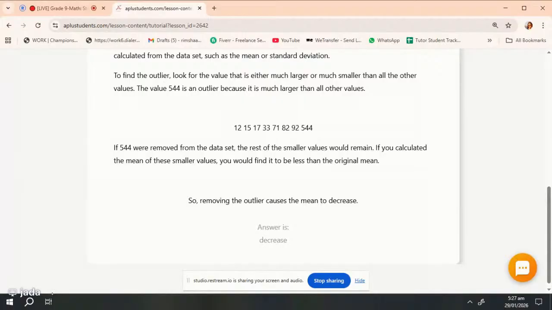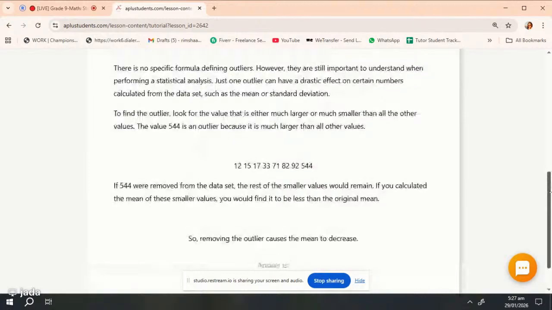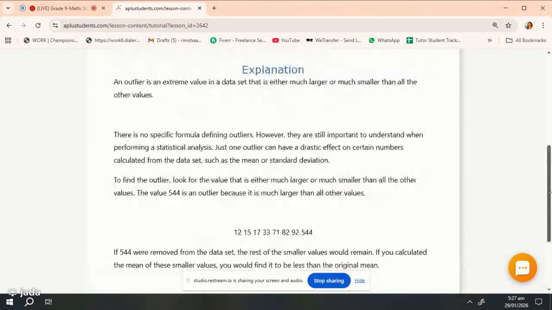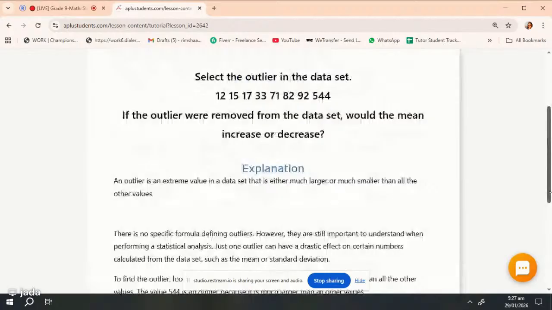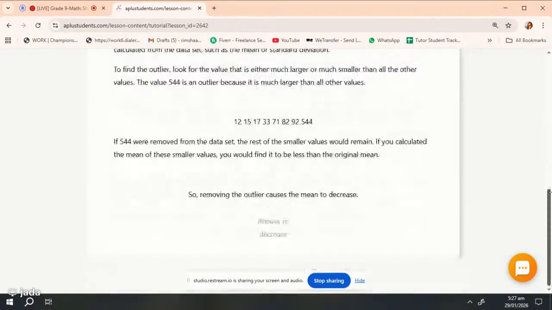Okay, then you check it. This mean is less than the original mean. So if this is less, you are saying that it is decreasing. You are just going to remove the outlier data and check whether the mean increases or decreases. If this mean is less, you can say that it decreases.